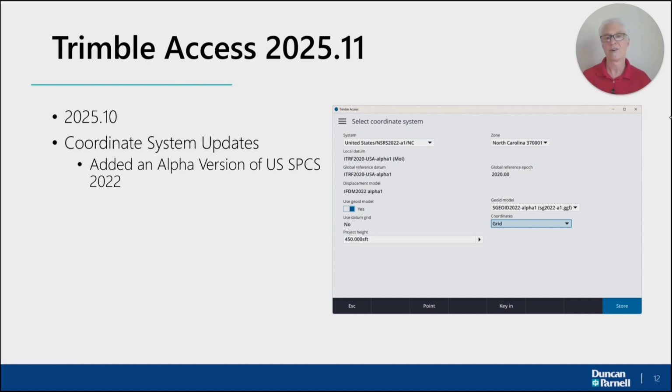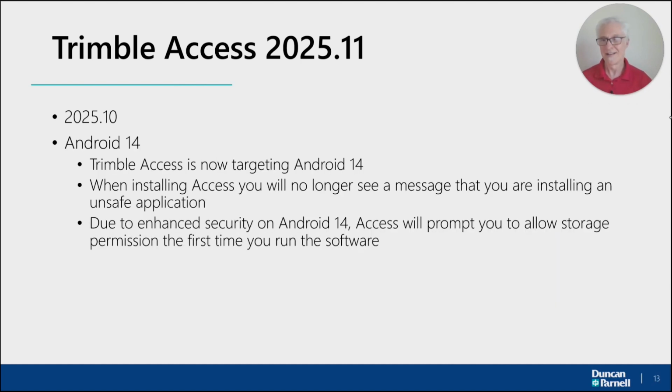And if you don't have that loaded on your data collector, don't worry. When you set it up like this, and if you're connected to the internet, Trimble Access will automatically download that new geoid model to your controller so you guys can try out the new coordinate system, take a look at it, see what it's going to look like there. Pretty cool new feature in there.